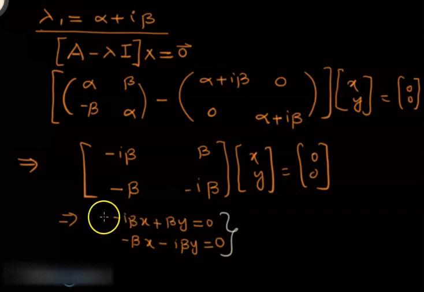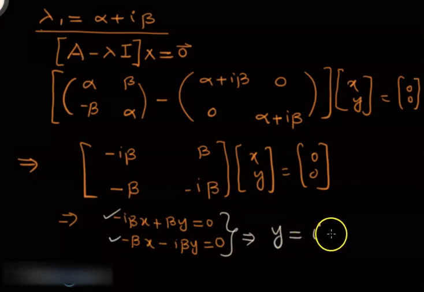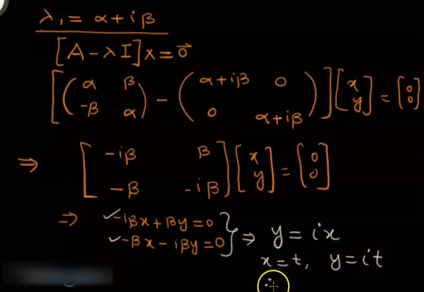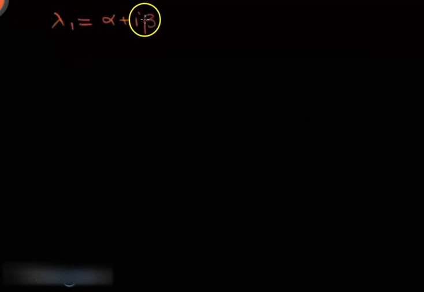It's not hard to realize that equation 2 is a multiple of equation 1. You just multiply equation 1 by minus iota and you will get the second equation. So both of these equations are basically one equation, loosely speaking. So we get y equals I times x. If we set x to be t, then y has to be it. So the eigenvector is t comma it, that is t times 1, I. So the eigenvector should be 1 and I. This is going to be the end result: lambda 1 is alpha plus I beta, and v1, the eigenvector, is 1 and I.